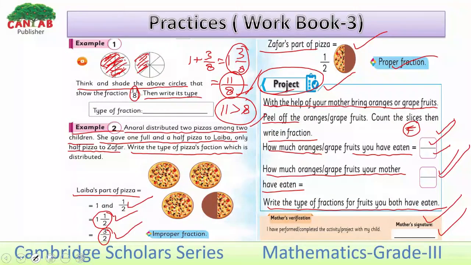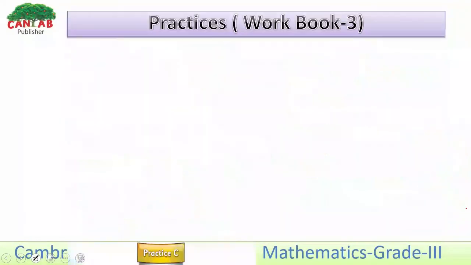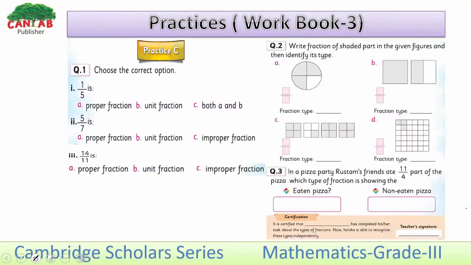Students, now come to practice C. In question 1, choose the correct option. 1/5 is, look here, look at this shape. 1 is less than 5. So, 5 is greater than 1. This is the denominator, this is the numerator. Which type of fraction is this?